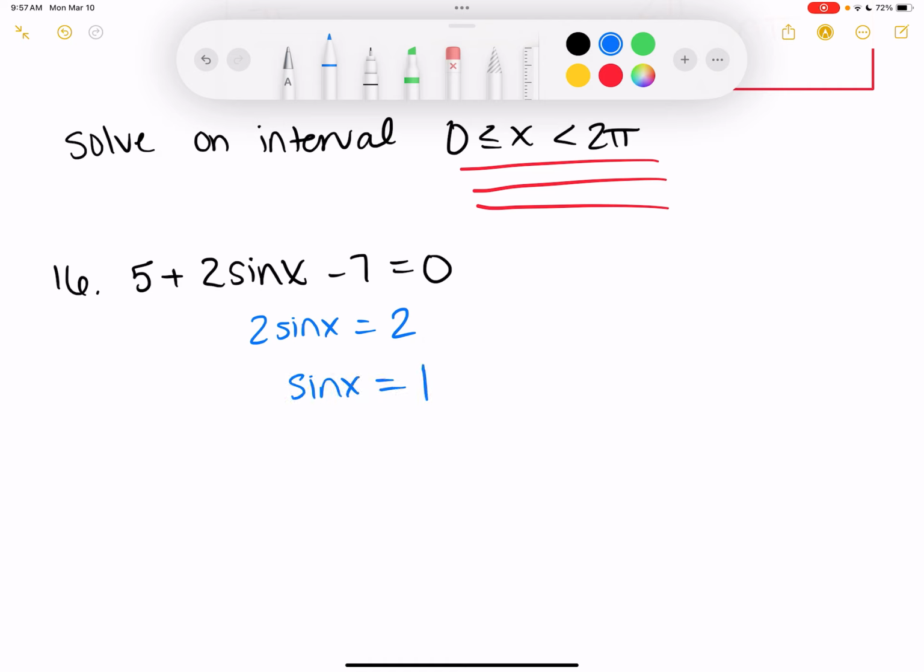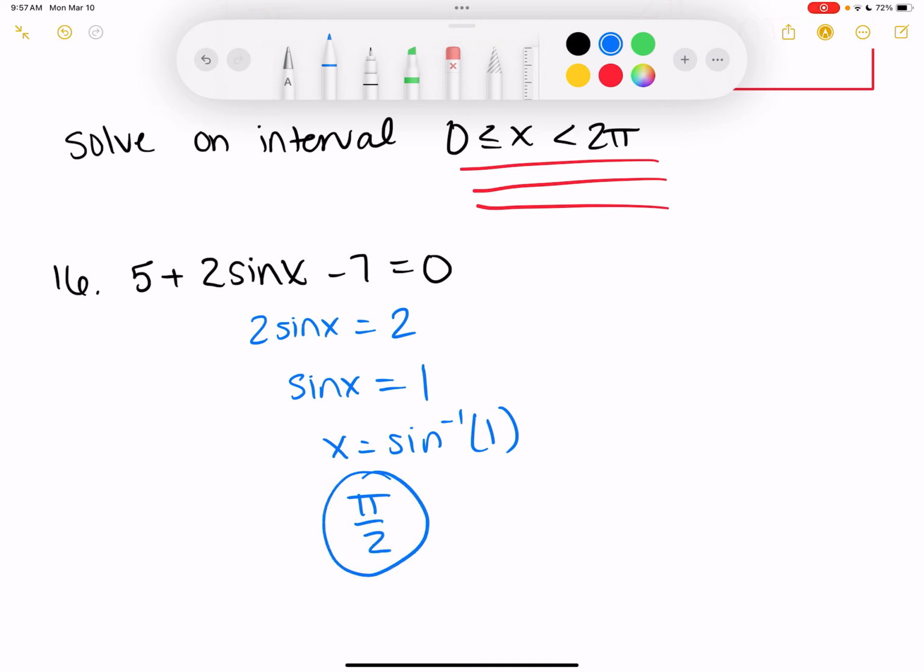So where is the sine of x 1? At pi over 2. So that would be my answer, but I need to check it. I should say x equals that.